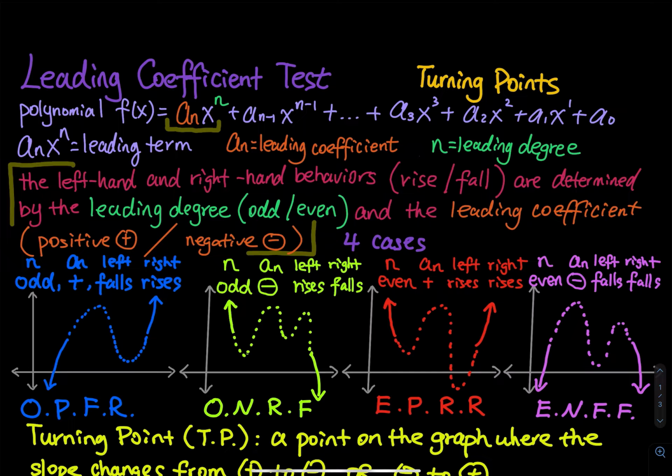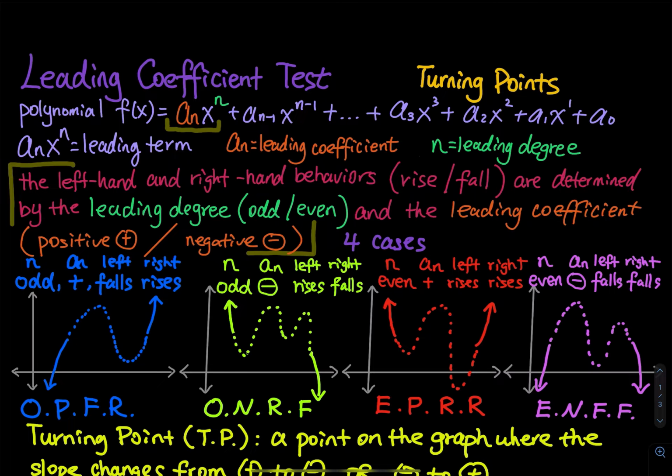For the leading coefficient test, you are going to look at the leading degree and the leading coefficient, and then using these two numbers, you can determine what the left hand behavior is and what the right hand behavior is. Let's take a look at the first graph. We can see that the left hand falls, and the graph falls to the left and rises to the right. So how do we determine this?